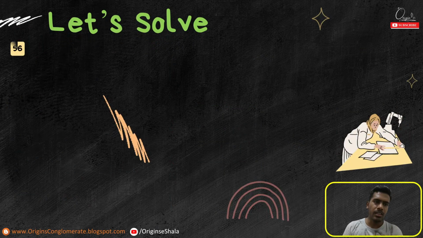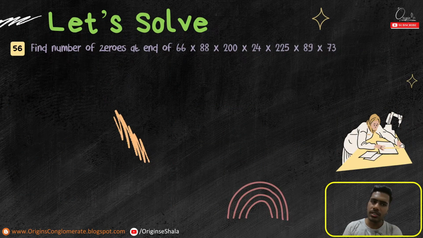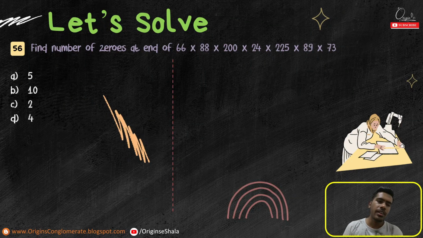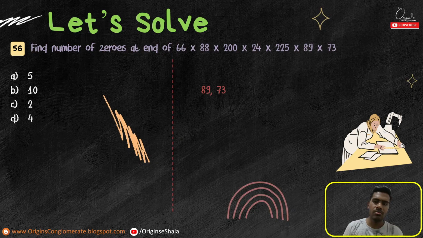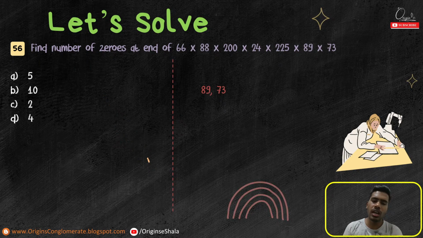Again, another set. This time it's a product and you have to find the number of zeros at the end of it. And these are your options. Now, first thing I will do, I know for a fact I am only needing 2 and 5 in the product. So I will just ignore 89 and 73 in this product because they don't have any value to my solution anyways, in this case at least.